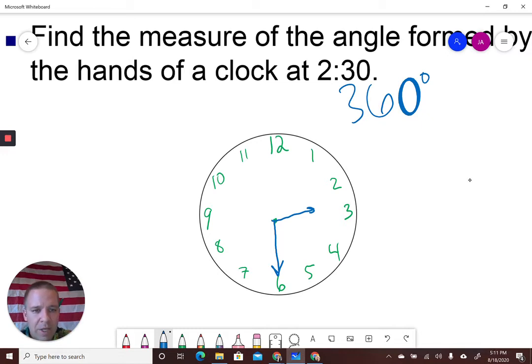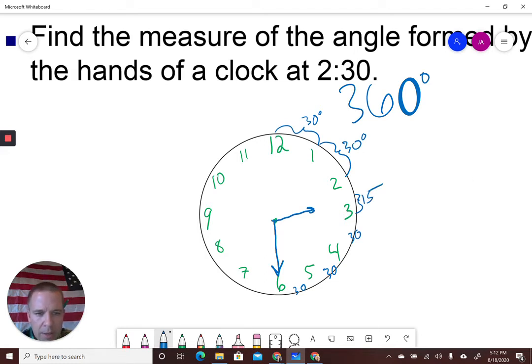If I divide that by 12, that's 30 degrees. So each one of these is 30 degrees. I'm not going to write it all over, but what I'm getting at here is, this would be 30 here, another 30, another 30. That's 90, but we're only going halfway. So this is going to be 15. Add them all up. That looks like 315.